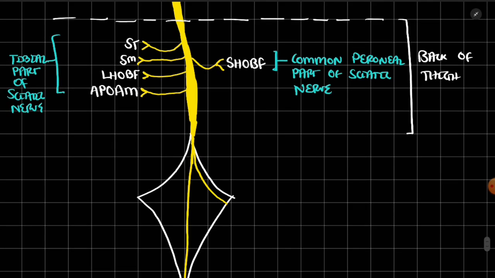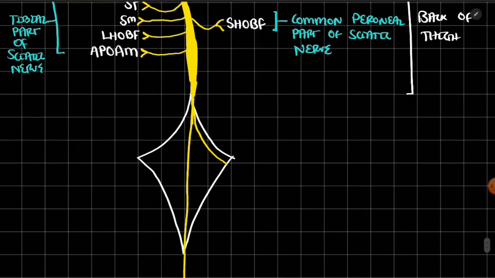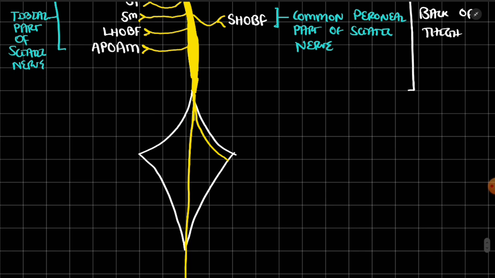Now going a bit into the popliteal fossa. What happens in the popliteal fossa is the nerve divides. Let me just name the nerves. So this is the tibial part, I will just write tibial part, and this is the common peroneal part.